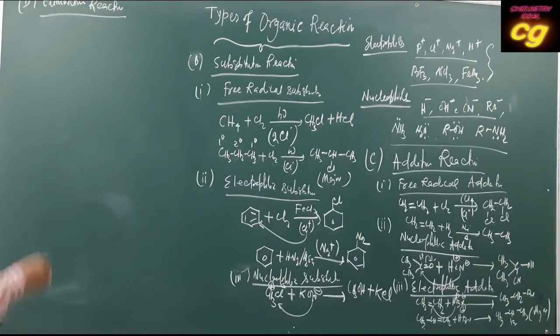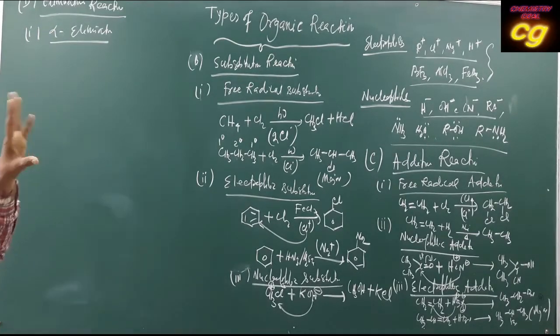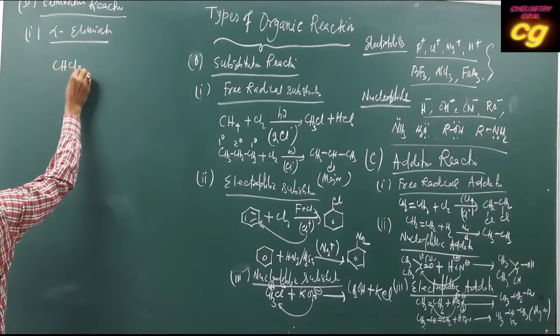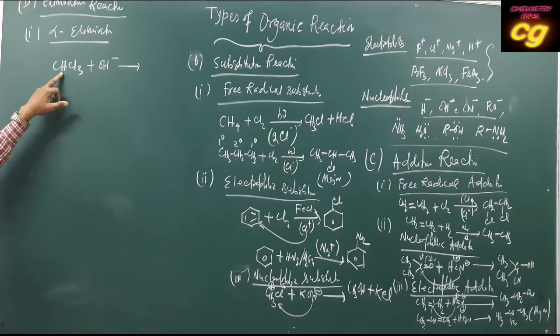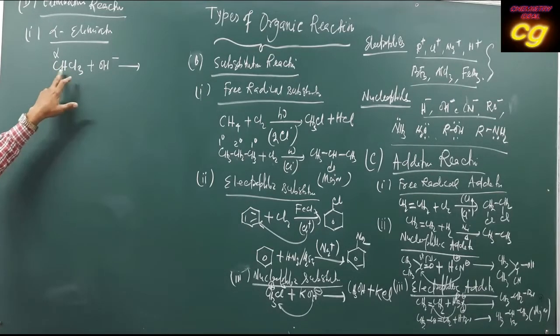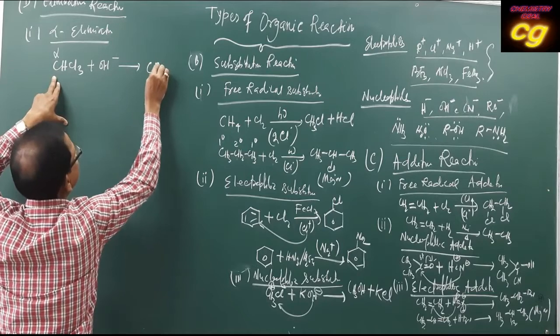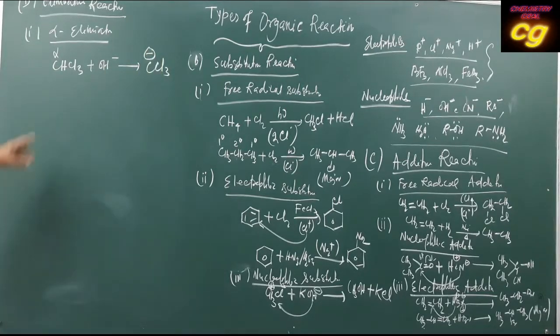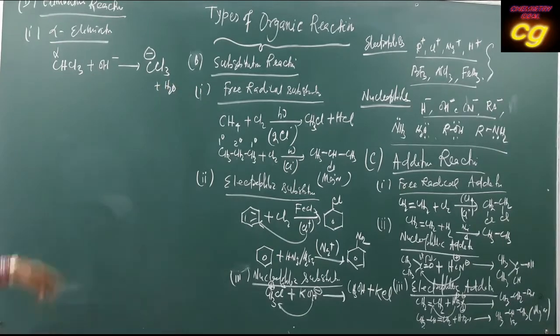In elimination reaction, it may be alpha elimination. Alpha elimination means the group is removed from the alpha carbon. Suppose this is your CHCl3 and you attach OH minus, that is a base. Here OH minus takes H. This is the alpha carbon, because the first carbon attached to the functional group is alpha. Chlorine is the functional group here, attached to that carbon. First carbon attached to a functional group is called alpha. So H is removed from the alpha carbon. After loss of H it becomes C minus, and OH minus with H becomes water. So it is called alpha elimination: loss of hydrogen from the alpha carbon.